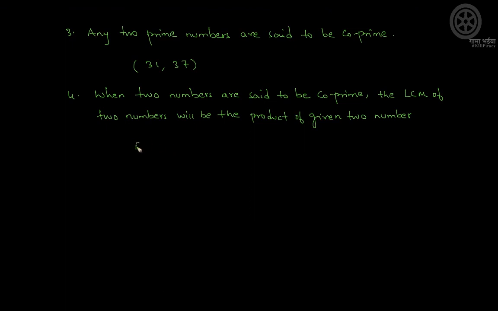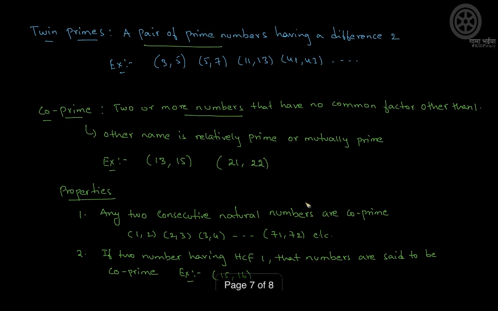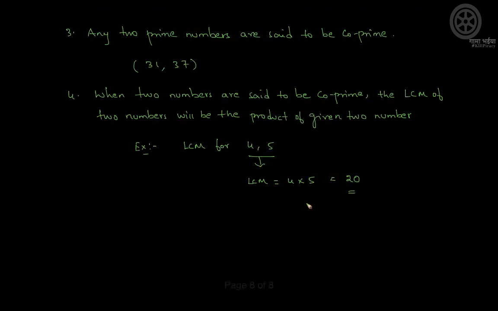For example, if you want to find the LCM for 4 and 5, these two are co-prime numbers, right? So the LCM will be the product of the given numbers. 4 into 5 is 20. So the LCM will be 20. If you want to find the LCM for co-prime numbers, just multiply them. That's all. These are the properties of co-prime numbers. Clear? Understood? Right.